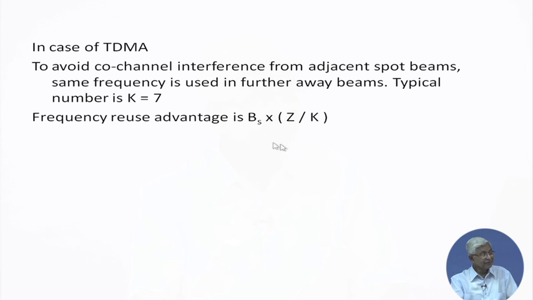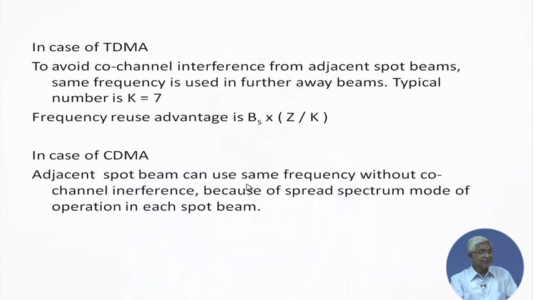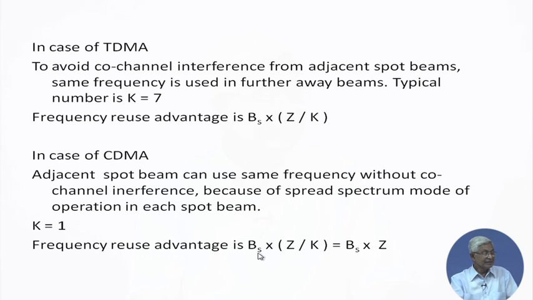But you just look at it from, instead of TDMA, if I put CDMA, in case of CDMA what happens? Adjacent spot beam can use the same frequency because it is code based. So that will act as a noise, so co-channel interference is not there. So without co-channel interference we can use the same frequency in the adjacent beam because of the spread spectrum mode of operation in each spot beam. So here then K is equal to 1. That means the frequency reuse advantage is BS into Z by K, K is equal to 1, it is BS into Z, which is larger than this. So CDMA, SDMA, if you use a combination, which is better.